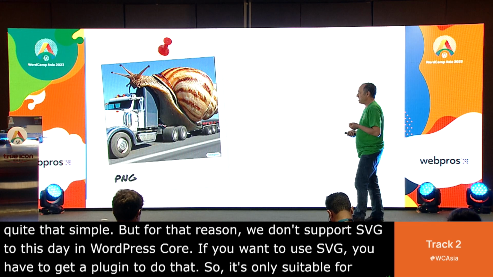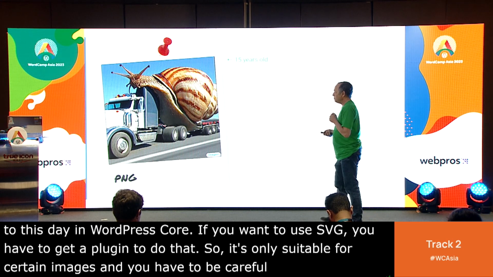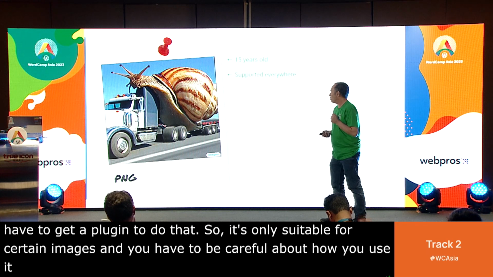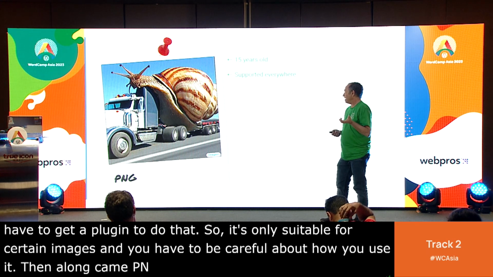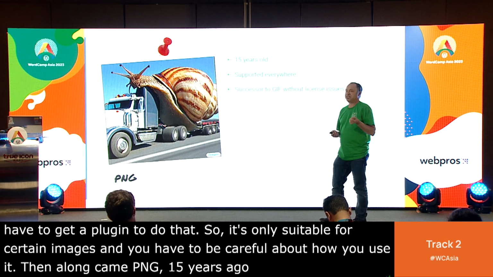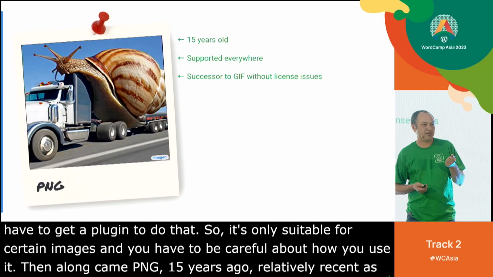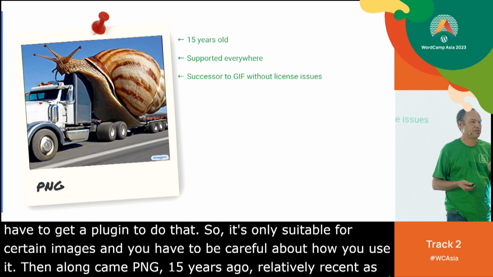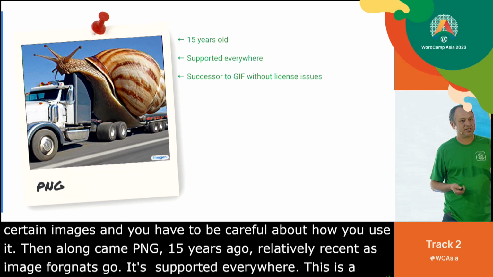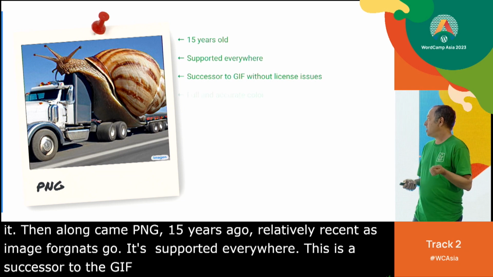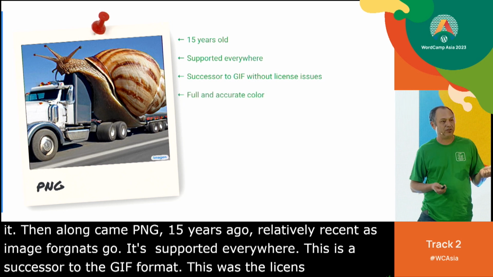Then along came PNG 15 years ago, relatively recent as image formats go. It's supported everywhere. It's really a successor to the GIF format. This was the licensing concern that I talked about. This was intended to replace GIF and also overcome some of its limitations, right? So it had full and accurate color.